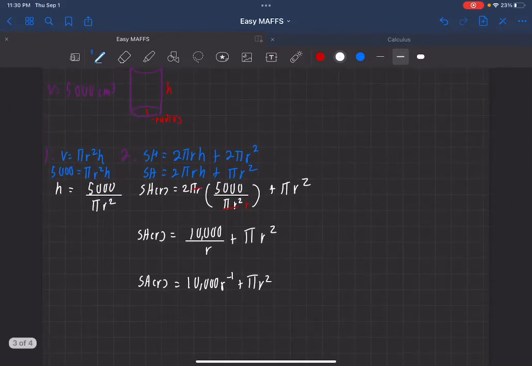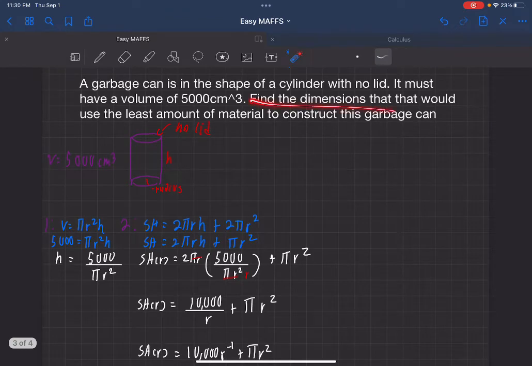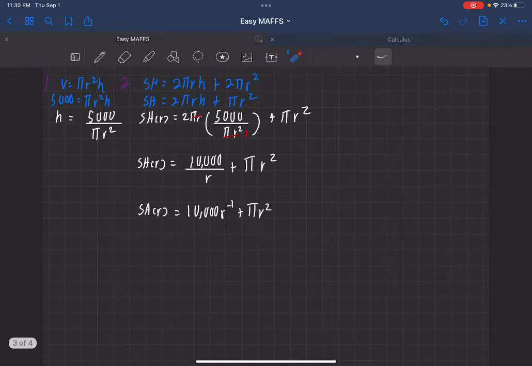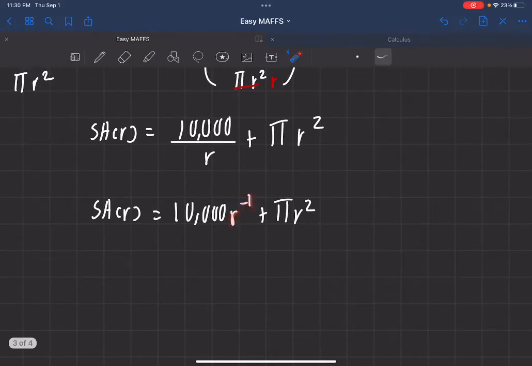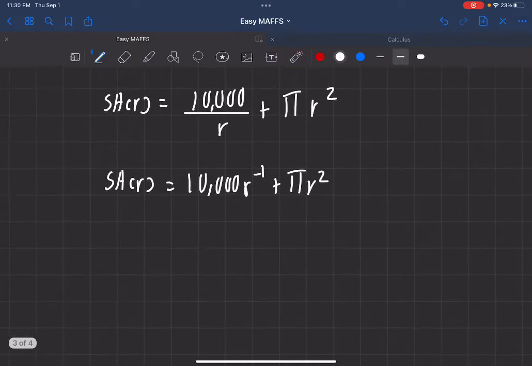Well, if you read the question, it says find the dimensions that would use the least or minimum amount of material to construct this garbage can. And how are we going to find the least or the minimum? Well, how do we find the minimum of a function? Well, we can set the first derivative equal to 0. And that is why I turned this into r to the negative 1 instead of having 10,000 divided by r, right? Because if we did it that way, we'd have to use the quotient rule. But with r to the negative 1, we can just use our product rule, which is far easier than the quotient rule.